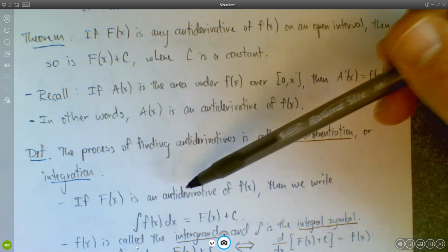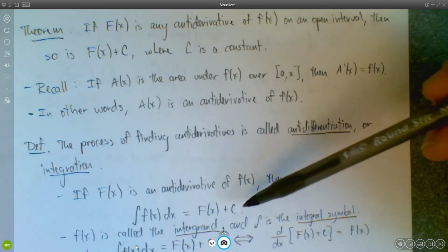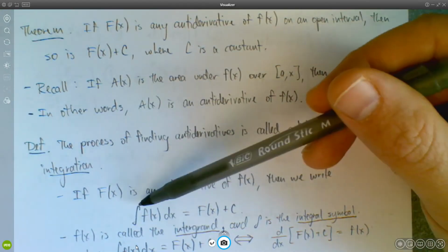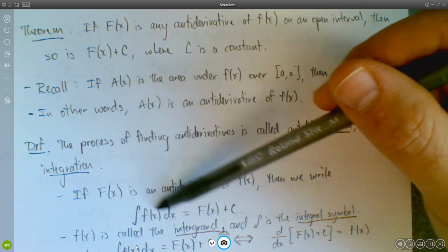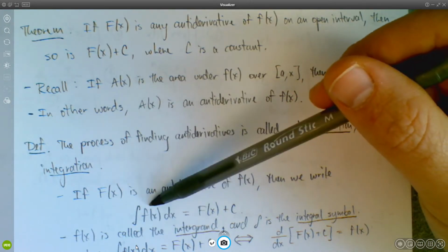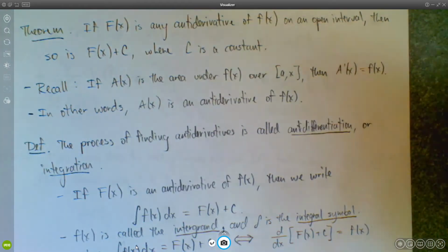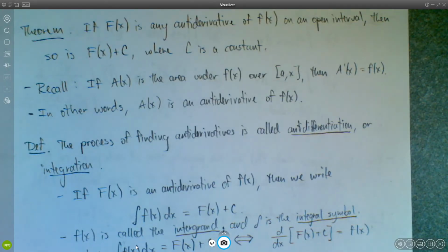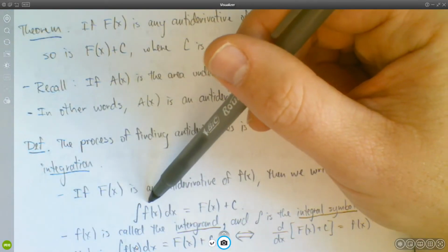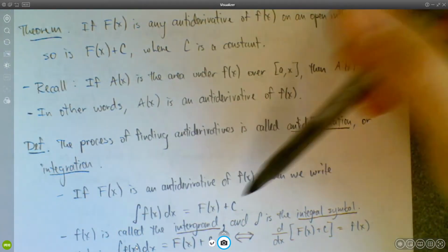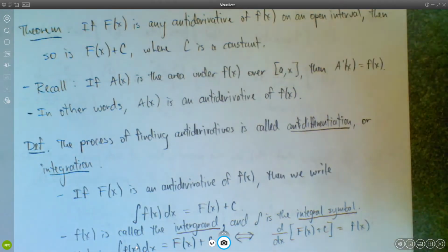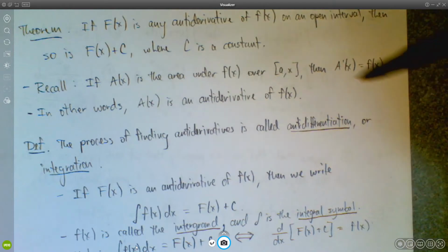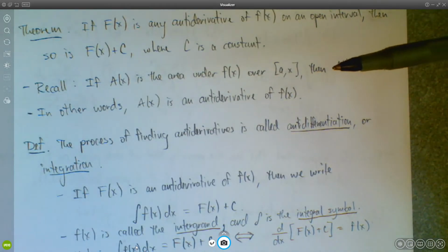Now, if capital F is an antiderivative of lowercase f, then we write this statement, right? This symbol is called the integral symbol, and in this case, lowercase f here would be called the integrand. Okay, so we would say the integral of lowercase f equals capital F plus c. C is just called the constant of integration, and anytime you're doing indefinite integrals, you should always have a plus c in your answer.